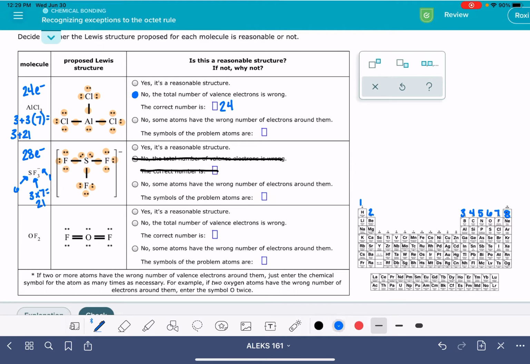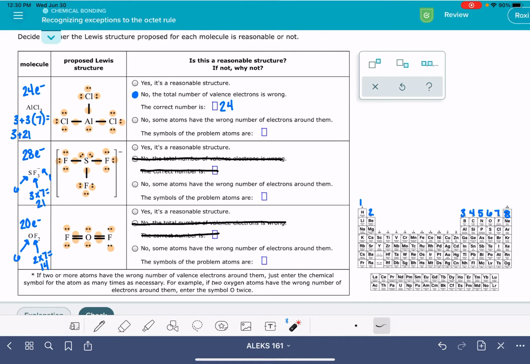For our last example, OF2, oxygen is in column number 6, so it has 6 valence electrons. We have 2 fluorines. We had the fluorine atoms in our last example, so fluorines each have 7. That's a total of 20 valence electrons. And in this structure, we see 2, 4, 6, 8, 10, 12, 14, 16, 18, 20. So again, it does have the correct number of valence electrons. Doesn't necessarily mean it's correct.